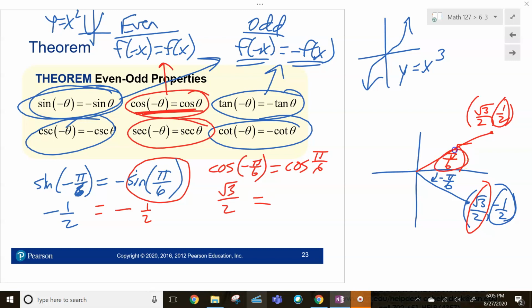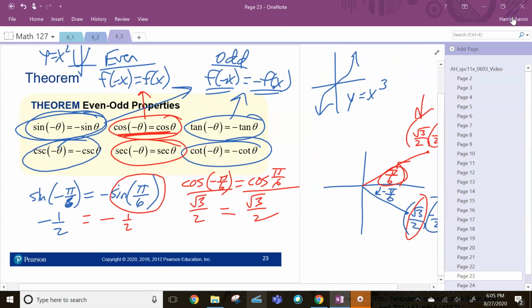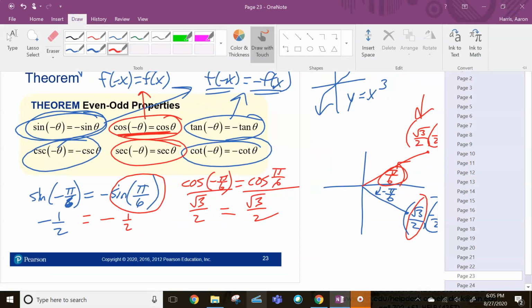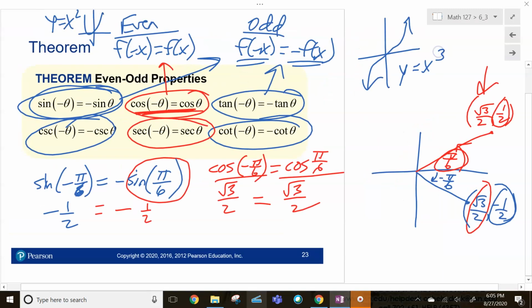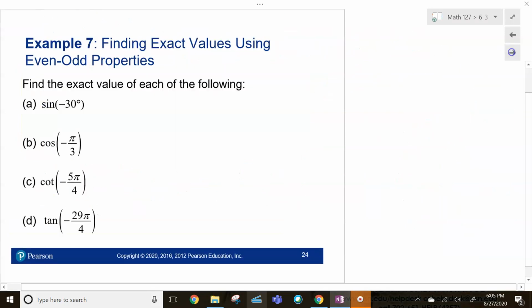Well, here's our pi over 6. What's the cosine of that? Root 3 over 2. Sure enough. Those are both there in quadrant 1 and quadrant 4 for this one, quadrant 1 for that one. Your x values are both positive there, and you know it's the same value. So that is an even function. You can use those when you're working problems. Those are helpful. We'll actually revisit this in more detail when we do graphing these trigonometric functions.